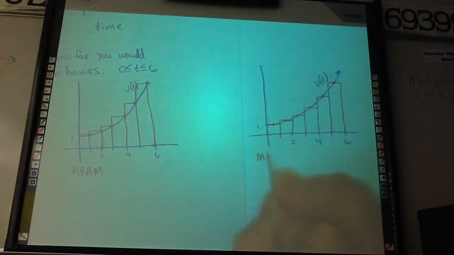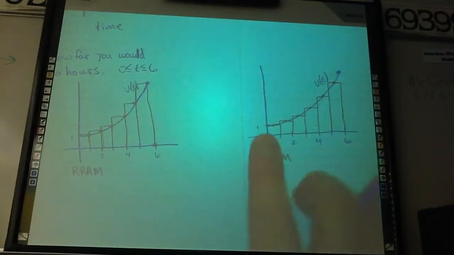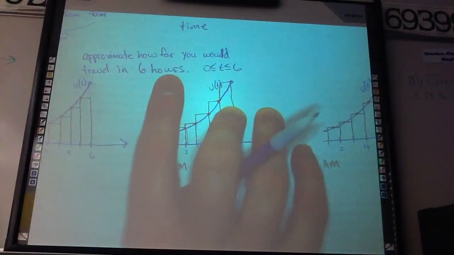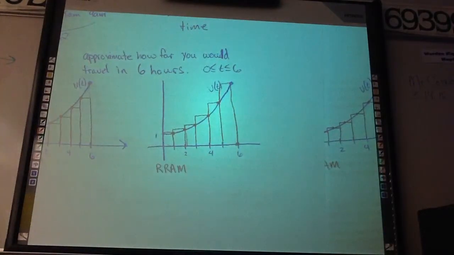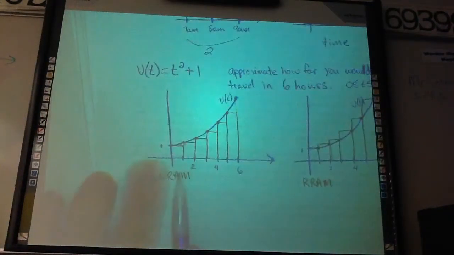This one's called n. And that'll tell you, in the problem, how many sub-intervals to use. So in this case, I would say, how far would you travel in 6 hours? Use 6 sub-intervals. So that means each interval is 1 hour. So each rectangle is just 1 hour long.